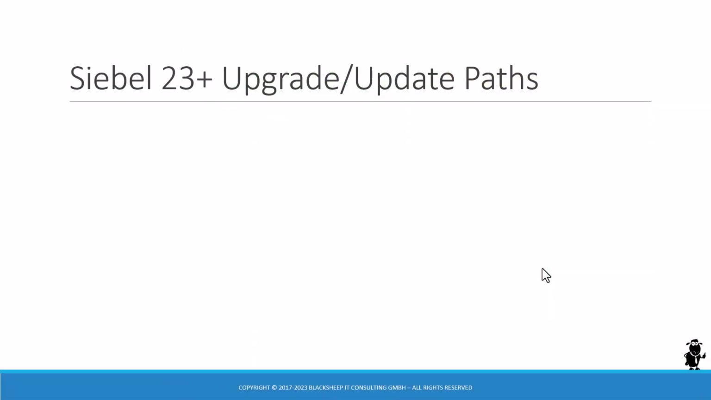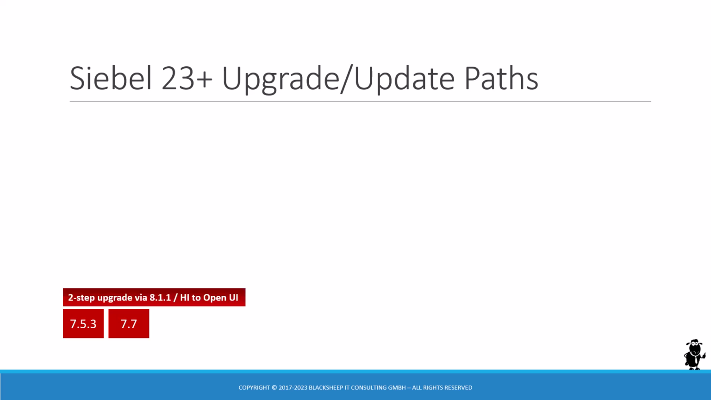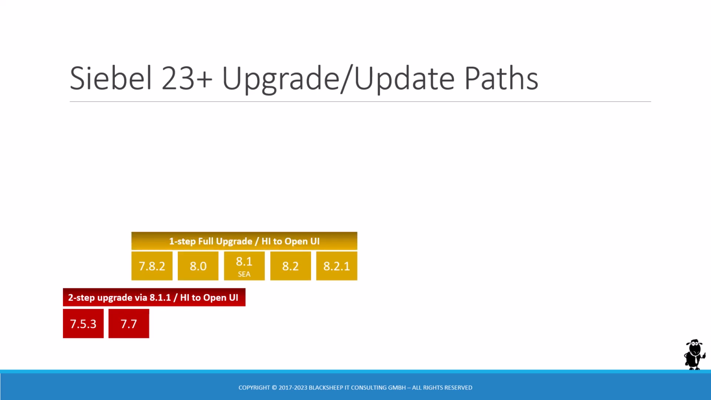As of Siebel 23 and higher, you have an upgrade or update path depending on the version you're currently on. So if you have 7.5, 7.7, that's really old, that's 20 years and older, so you're in for a 2-step upgrade according to the upgrade guide in Bookshelf. If you are slightly higher, 7.8 to 8.2, you still have to do a 1-step full upgrade, and for both, you're still on high interactivity on Internet Explorer, unbelievable. Yes, you have to go to OpenUI as well.